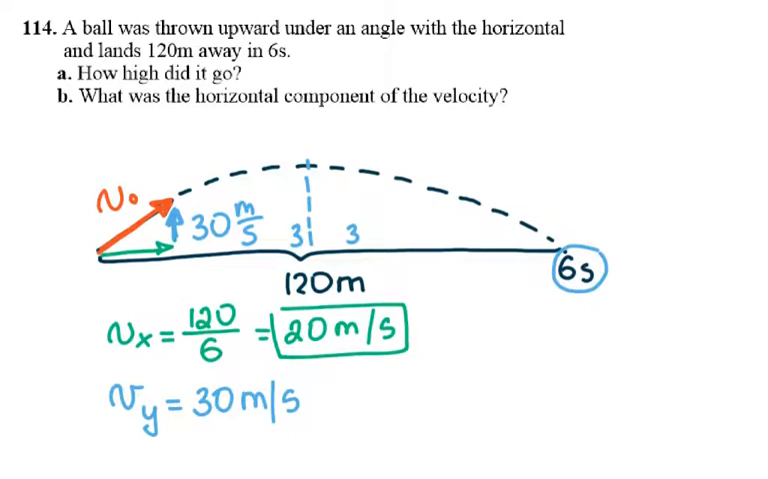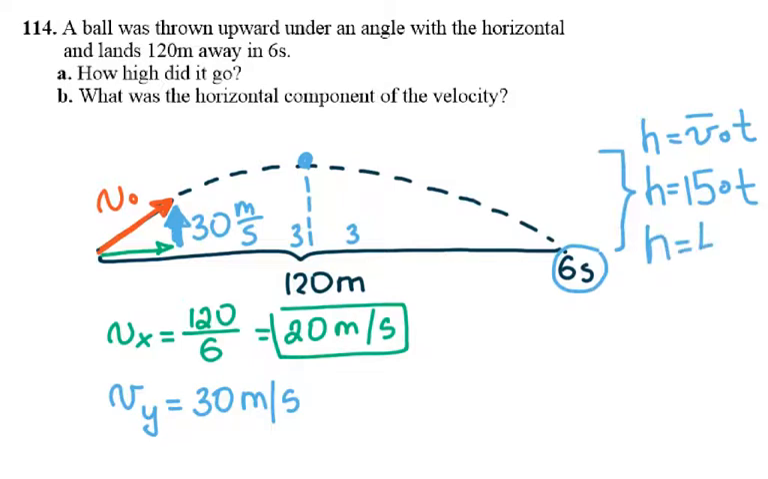And then they ask how high into the air it went. So if I need to calculate this height, again, it's the average vertical velocity times the time. The initial vertical velocity is 30 meters per second, and the final vertical velocity is 0. So the average is 15, and it takes 3 seconds to get to the top, so the height that it went to is 45 meters.